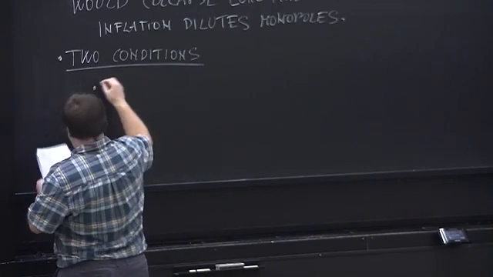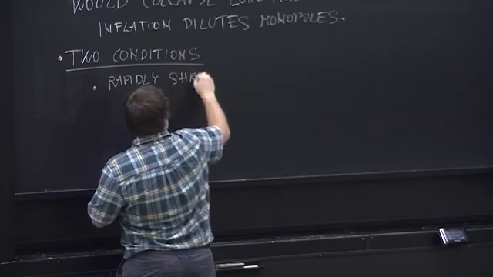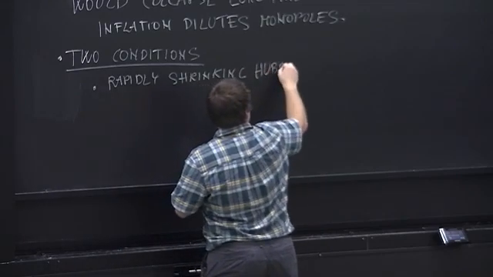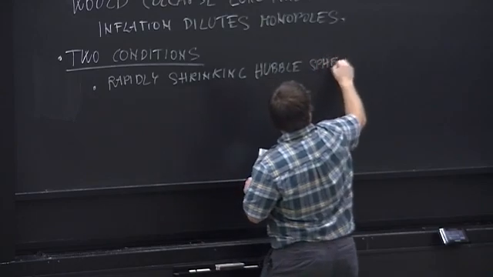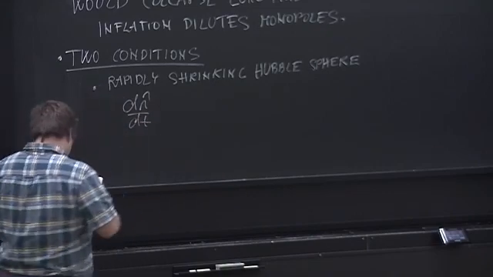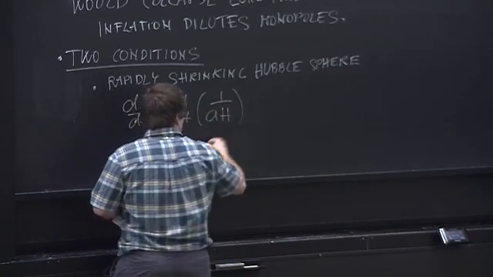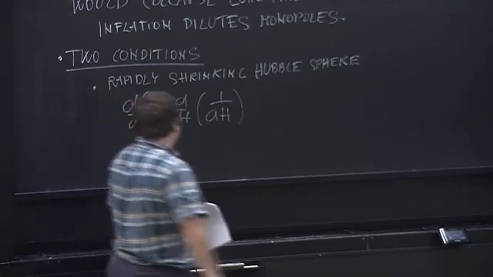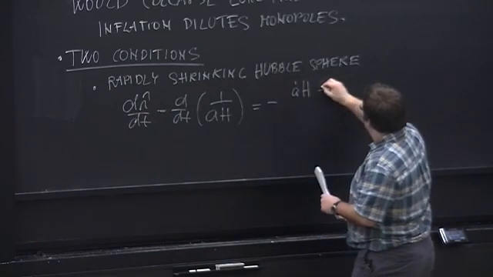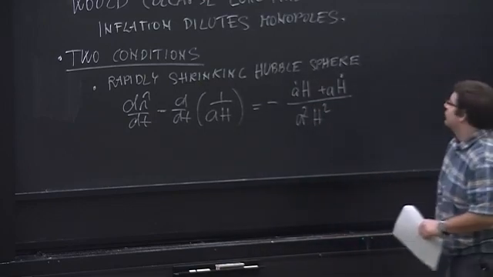So one of them is a rapidly shrinking Hubble sphere. So we had that d r-hat over dt. So what it is equal to, this is d over dt of 1 over aH. And now it's an exercise on differentiating things. So I claim this is H dot, and then a squared, H squared. Well, that looks reasonable, probably true.